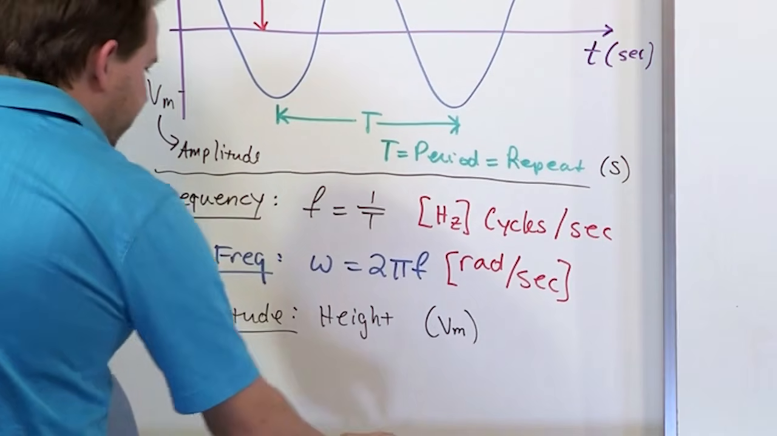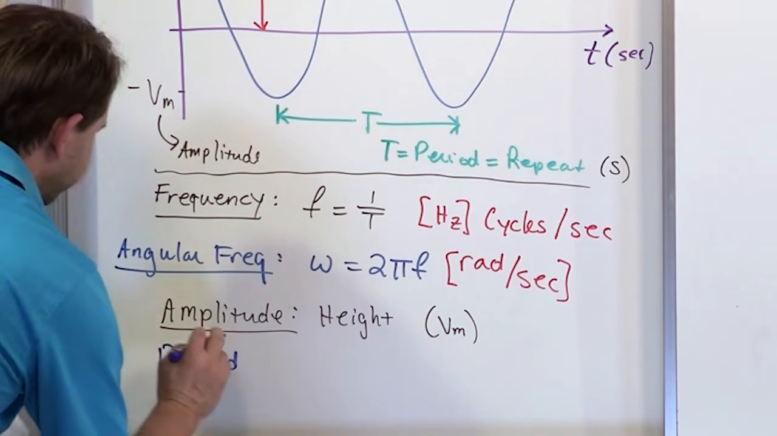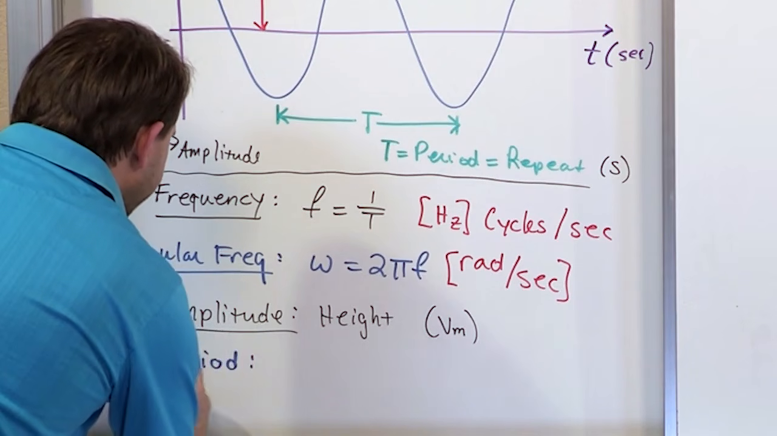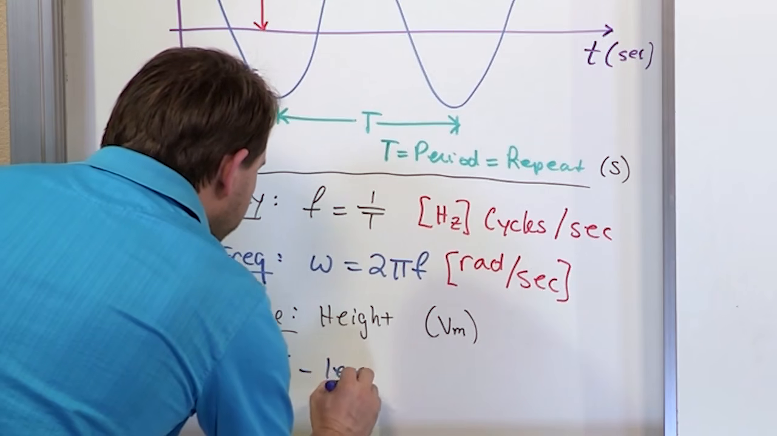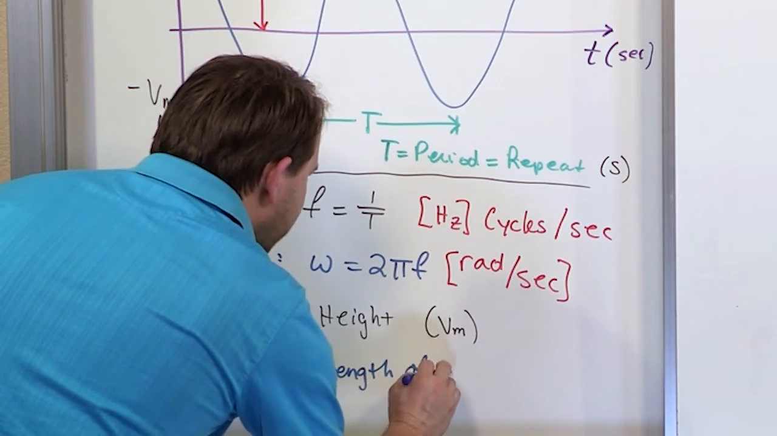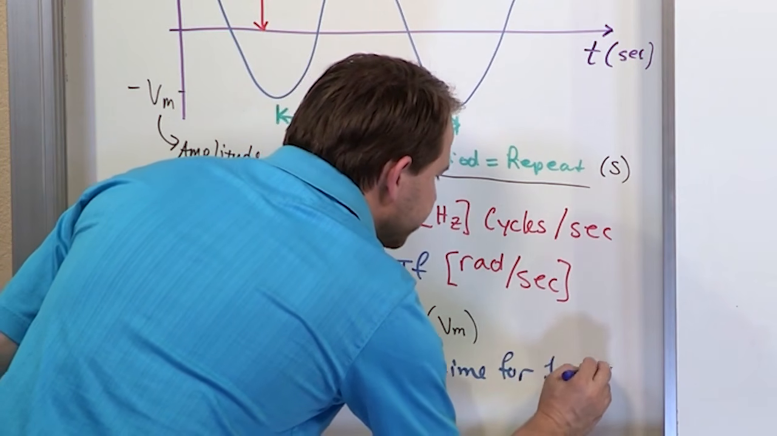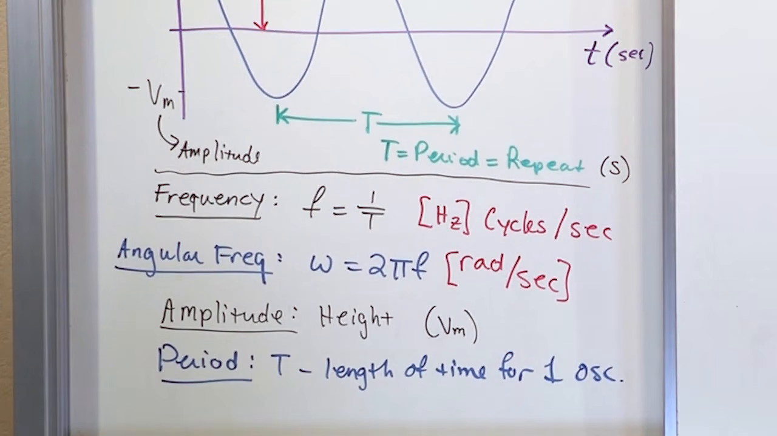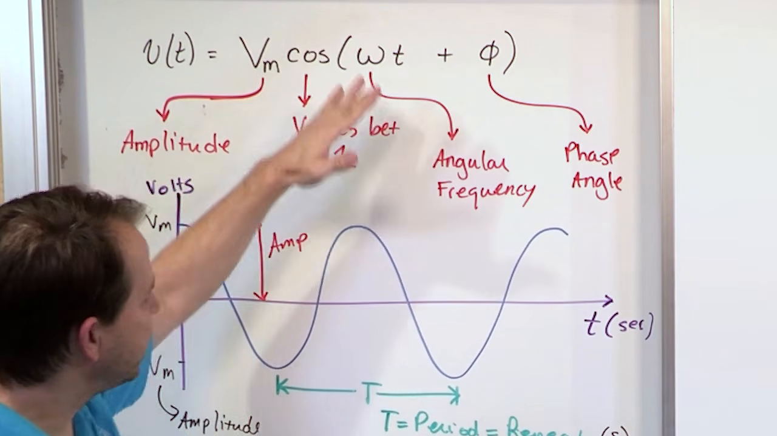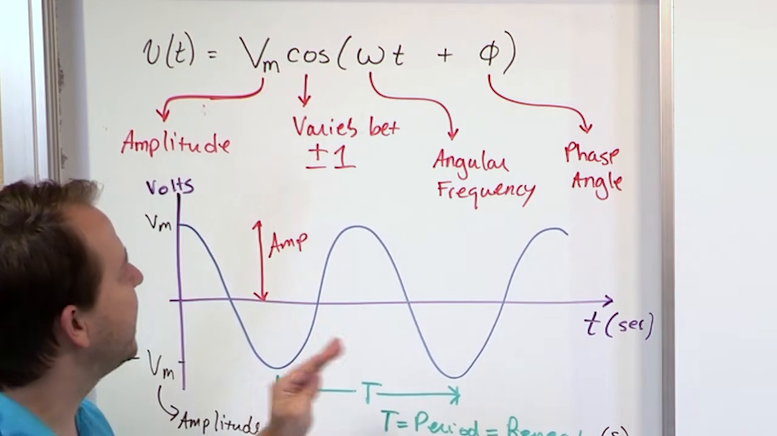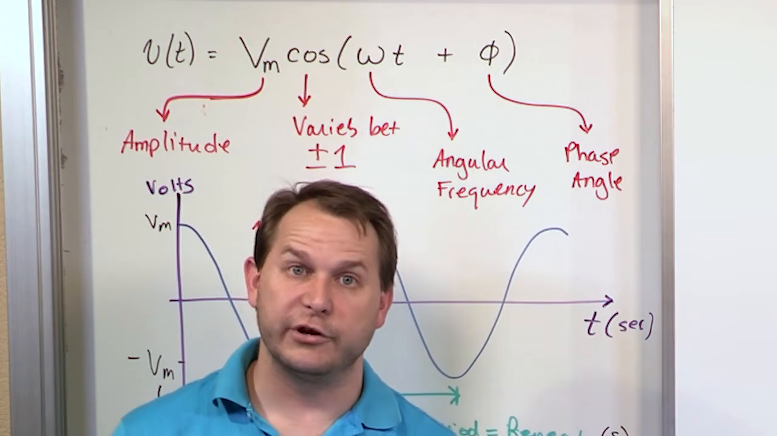And then we've already talked about it, but I'm going to write it down again. The period is called T, which is the length of time for one oscillation. So I have some more stuff to talk about here related to this, but I want to stop this lesson here, let you absorb this. In the next lesson, we're going to talk about what we call this phase angle here. I want to draw some more pictures and show you what that means.